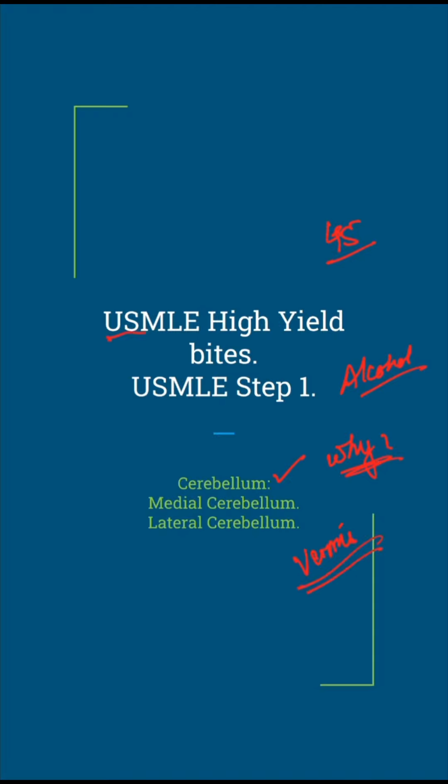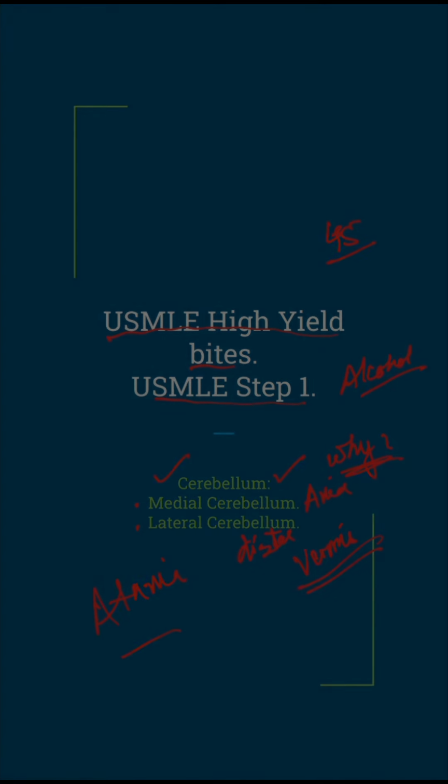Welcome to our USMLE Step 1 High Yield Review on the cerebellum. This slide sets the stage for two key areas: the medial cerebellum controlling axial structures and the lateral cerebellum handling distal limbs. For Step 1, the cerebellum is a goldmine. Think ataxia, clinical tests, and embryology ties. We will break it down with mnemonics and clinical correlations to help you ace those neuro questions. So let's dive into the medial cerebellum first.